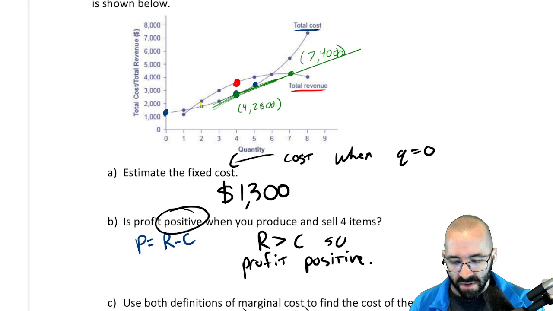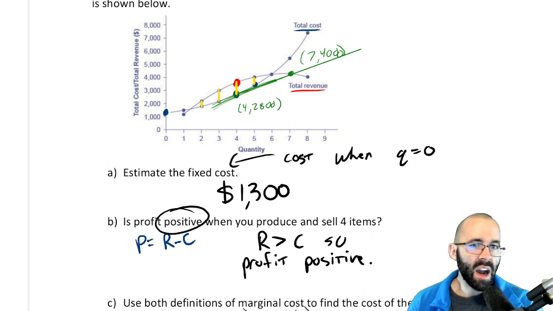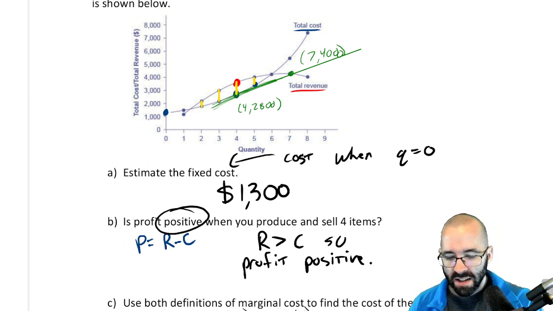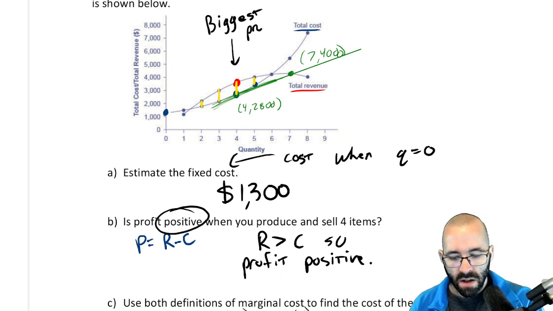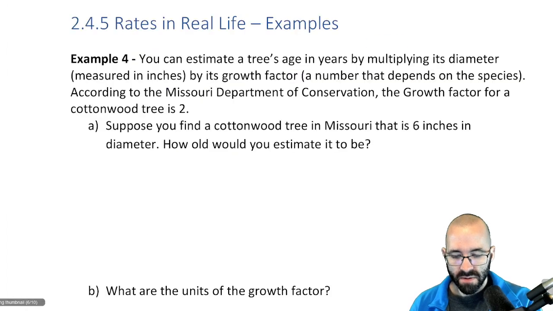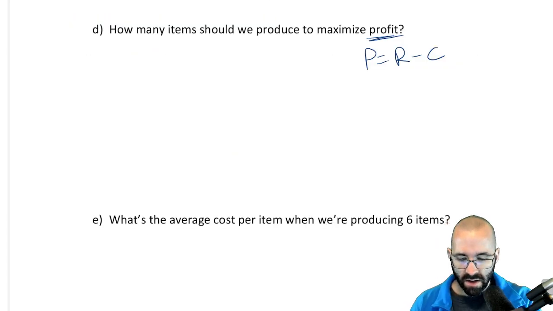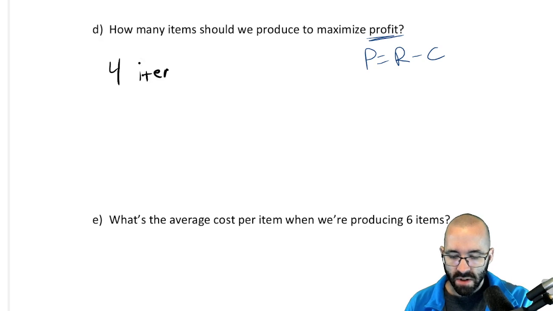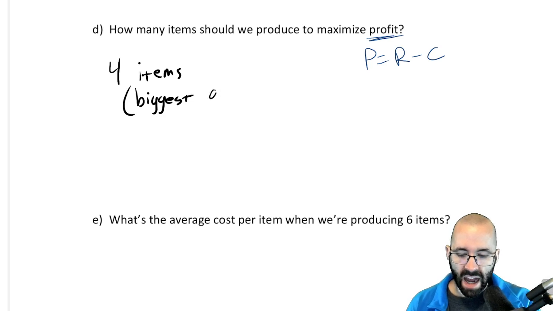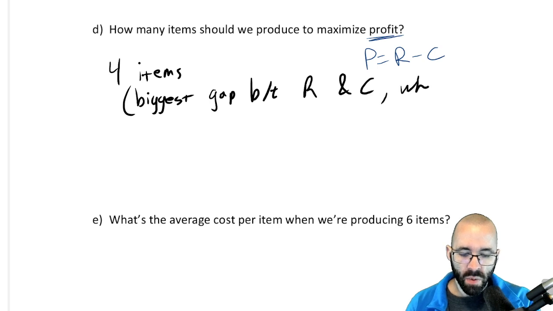So what level of production looks like it has the biggest gap? We're not going to have fractional production here. It looks like 4 items, maybe 3 items. But let's just guess and say that's maybe the biggest profit. Say 4 items. All right. We should produce 4 items. The biggest gap between revenue and cost, where revenue is bigger.